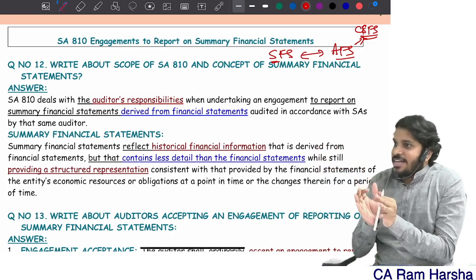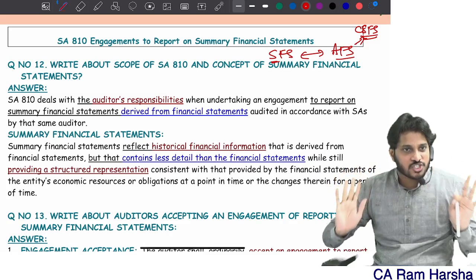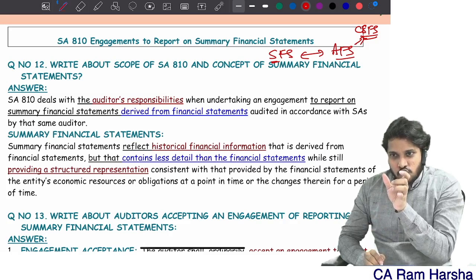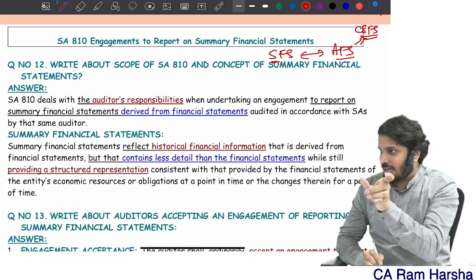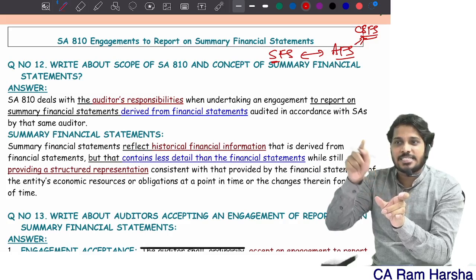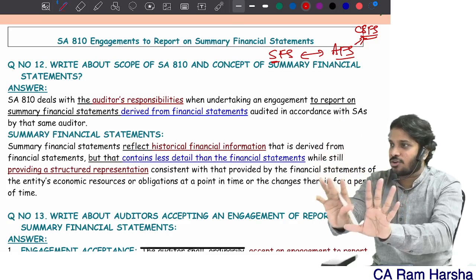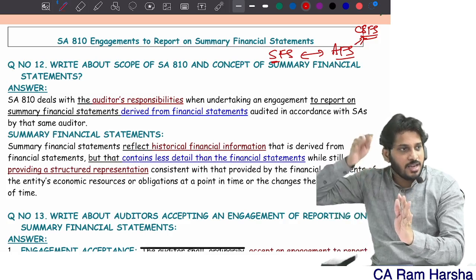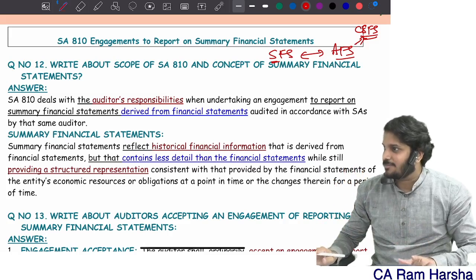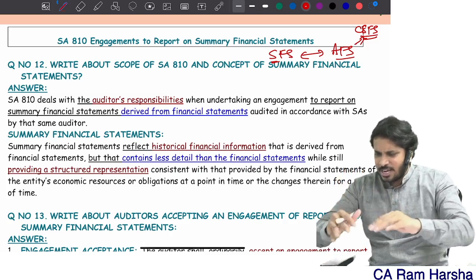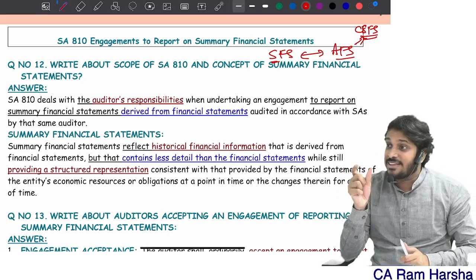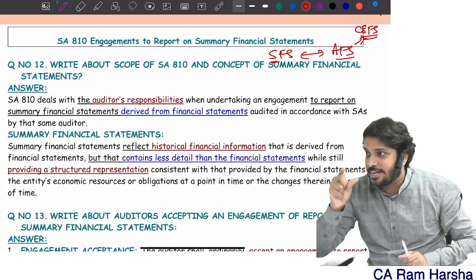Now what does the auditor have to report on the summary? This is the question. I just have to report whether the so-called summary financials you are talking about reflect the summary from the complete set or not. Are they presenting a fair summary of the audited financials? That is only my duty. Can I call them a summary? When can I call the financials a summary? When it is a fair summary of audited financials.